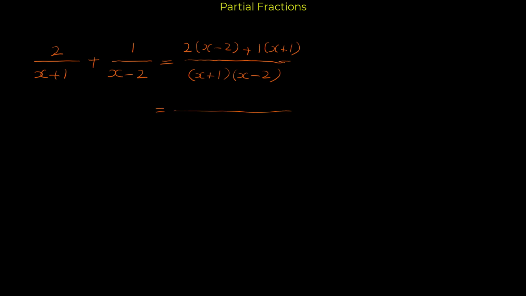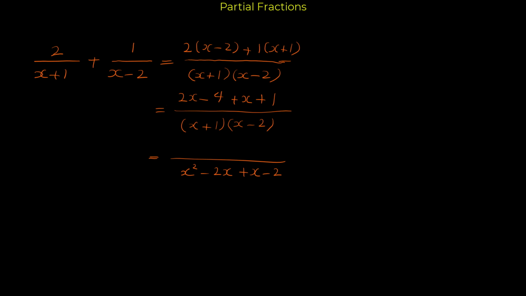If we multiply 2 in the numerator, then we have 2x minus 4. And if we multiply 1 in the bracket, then we have 1x, which is x, plus 1 times 1 is 1. And in the denominator, we have x plus 1 times x minus 2. If you want, you can multiply the brackets in the denominator, and then we have x to the 2 minus 2x plus x minus 2.